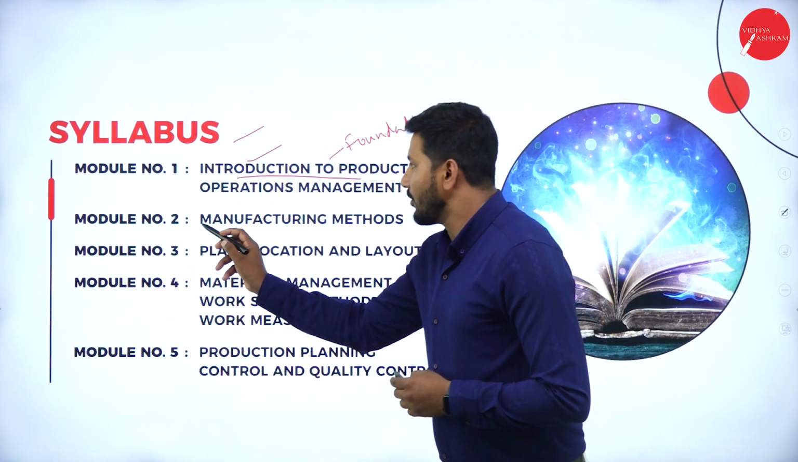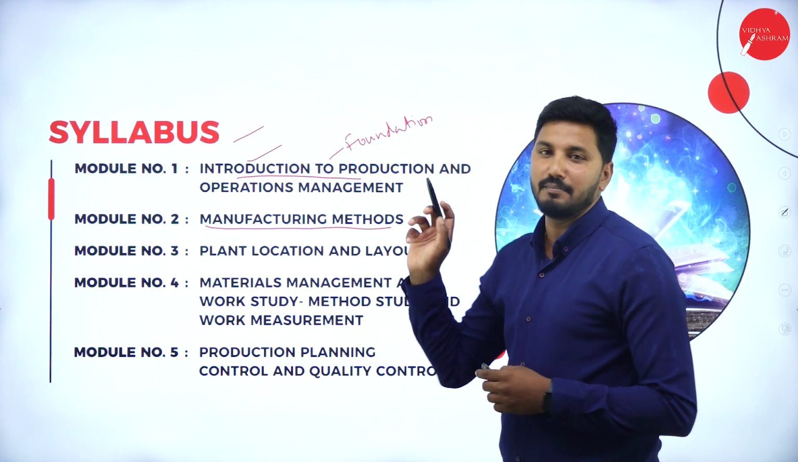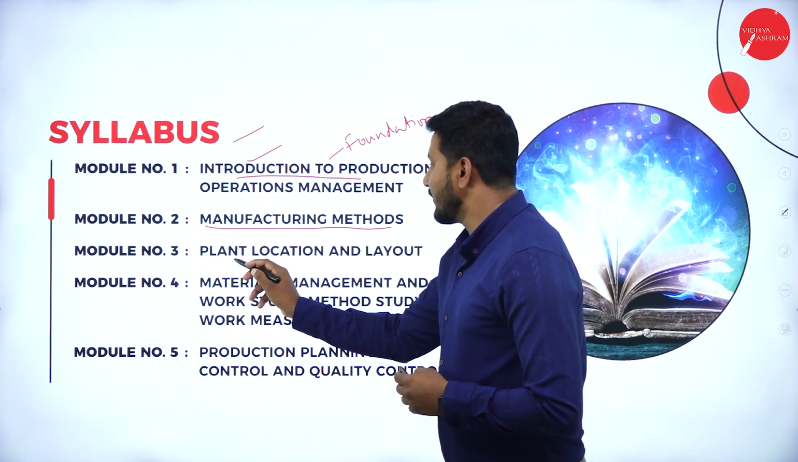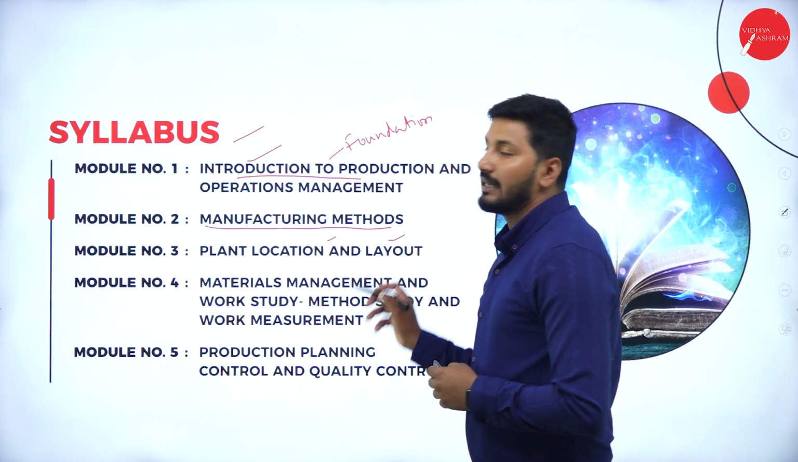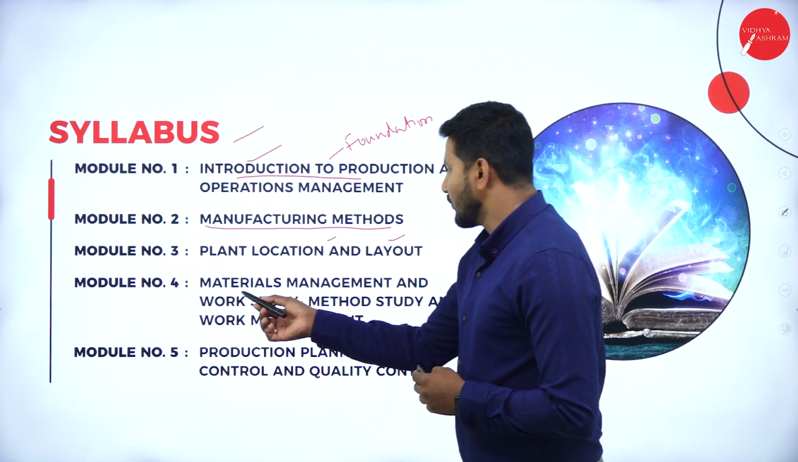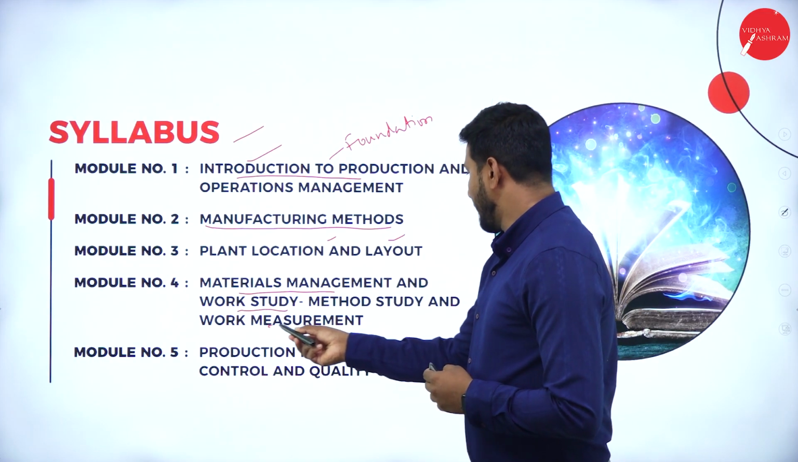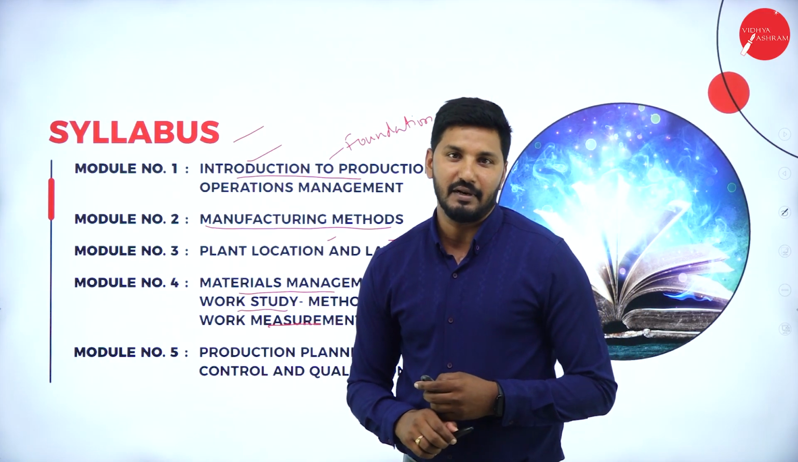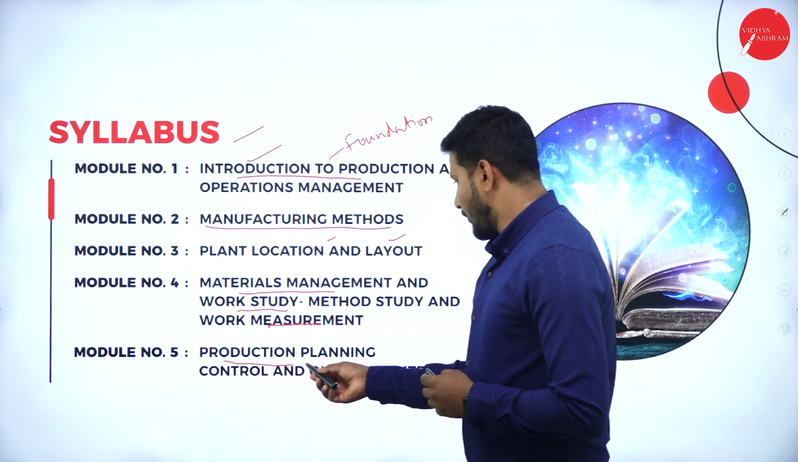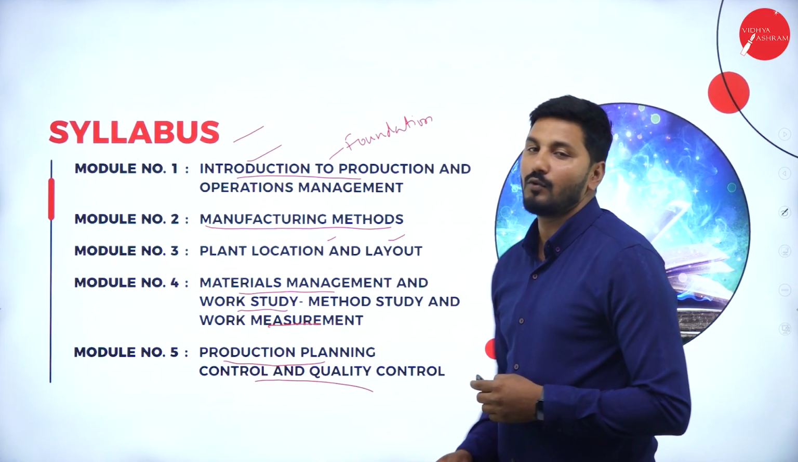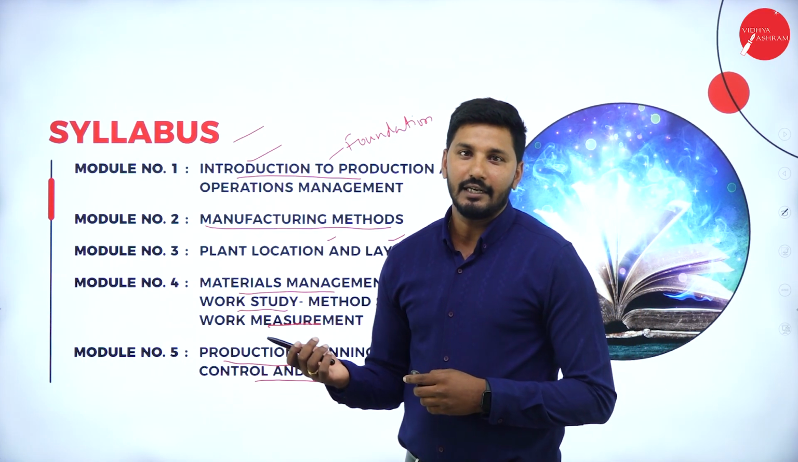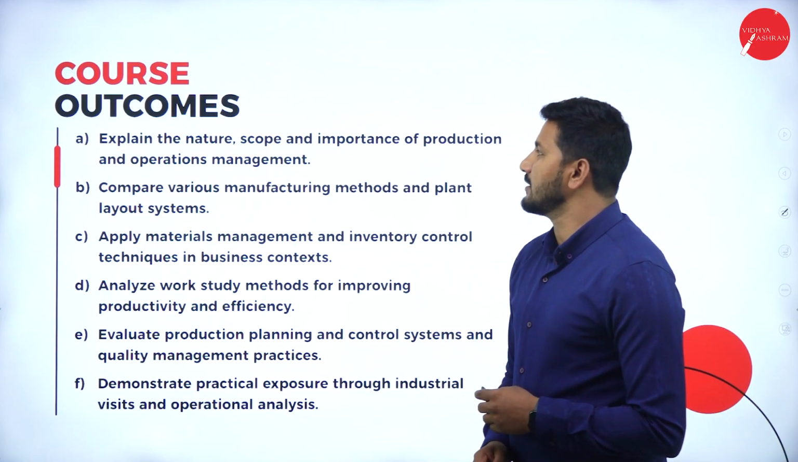And the second module consists of manufacturing methods. And the third one, plant location and layout. And the fourth one, materials management and work study, method study and work measurement. And the fifth one, production planning and control and quality control. So let's get into this in detail. Move on to the first.